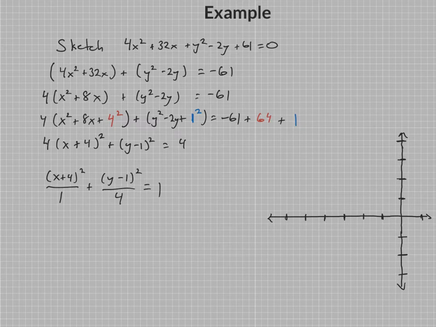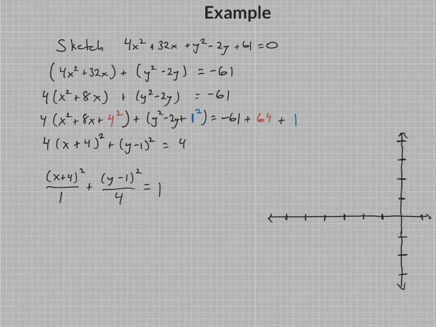So the first thing I'm going to do is group the terms with x together. So I have in parentheses 4x squared plus 32x. Close off that parenthesis, plus now I'm going to have the y squared minus 2y in parentheses. And the other thing I want to do is get that 61 over to the other side. So I subtracted 61 from both sides. So I have that this thing plus this equals negative 61.